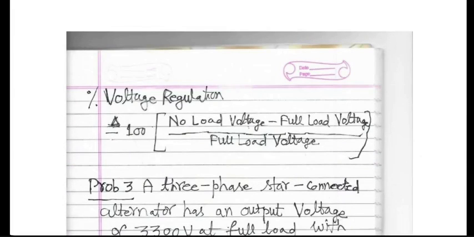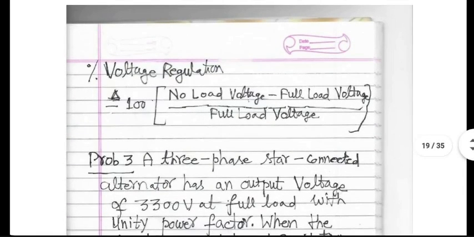Now, here also, we define voltage regulation as no load voltage minus full load voltage divided by full load voltage and the entire thing multiplied by 100. Of course, we are talking only magnitudes of voltages. These are AC generators, so voltages will have phase also. But for regulation calculation, it is only the magnitudes of the voltages that matter.